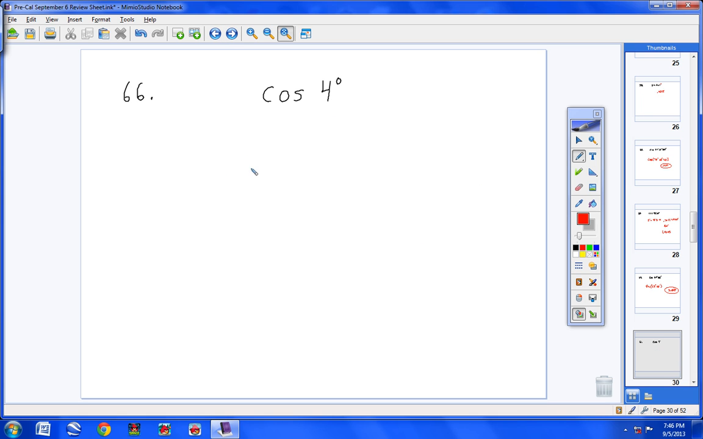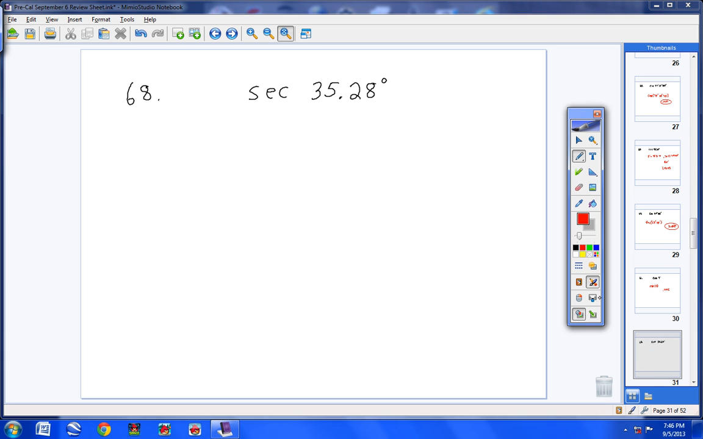Cosine of 4. Well, students, it doesn't get much easier than that. Type in cosine of 4 and hit enter, and you will get 0.9976. Let's move on to number 68.